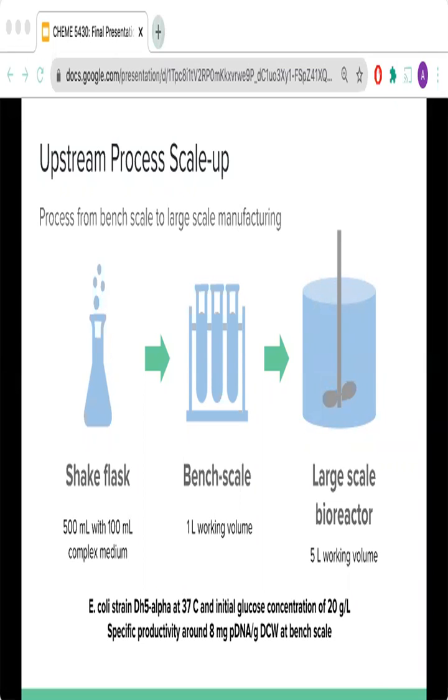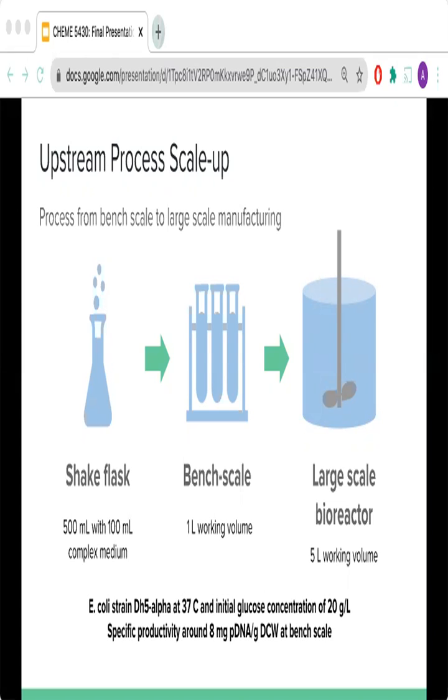Because we do not expect the bottleneck of production to be in the upstream processes, we will ultimately scale up to a 5-liter batch bioreactor. Process development studies will first be done in shake flasks and then translated to bench-scale bioreactors. Shake flask cultivation will be done in 500 ml with 100 ml defined medium.